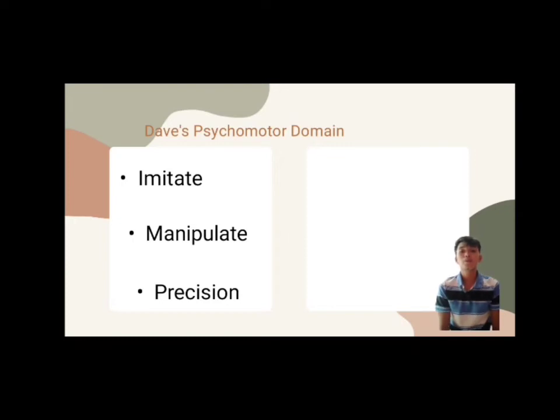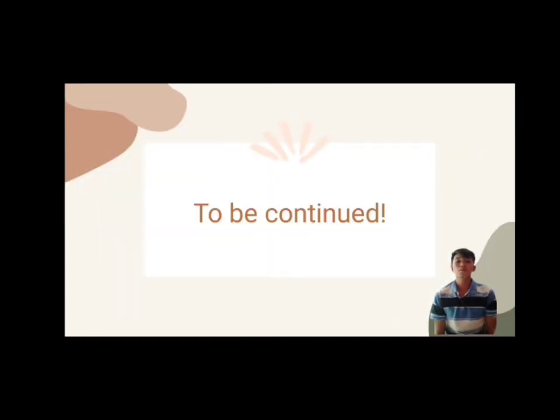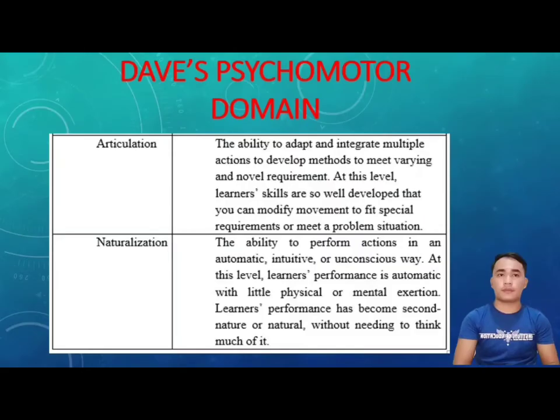So that was the 3 levels of Dave's psychomotor domain. So that's it, guys. We have still 2 levels left that would be explained by Ronel and the rest of the topic. So thank you.